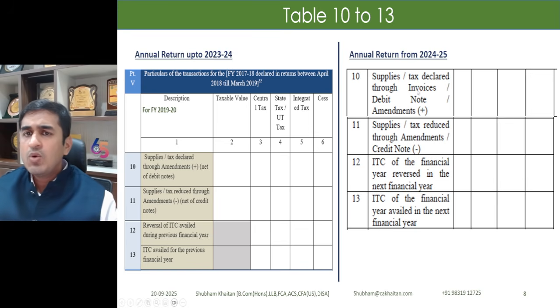Basically, this is talking about amendments of 24-25 done in 25-26 upward. This is amendments of 24-25, downward amendments. Debit note, credit note amendments, all of that would be reported here.